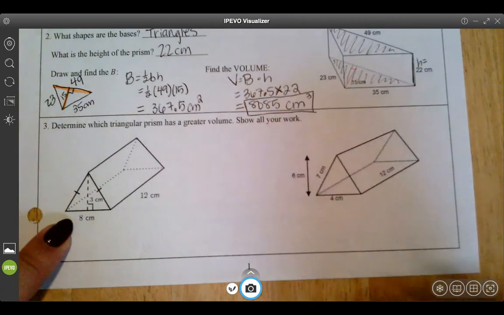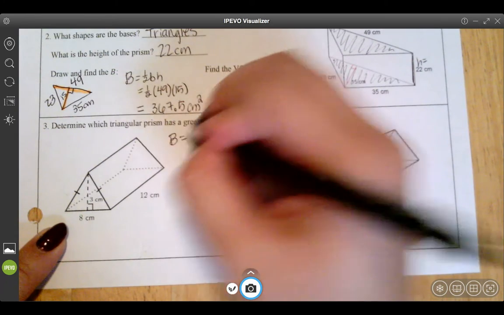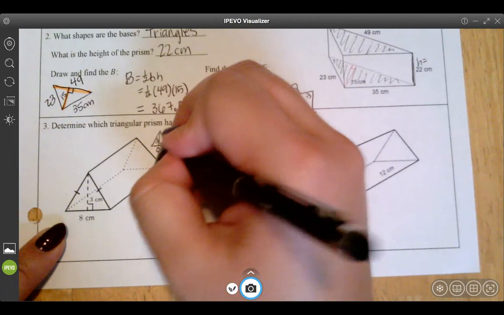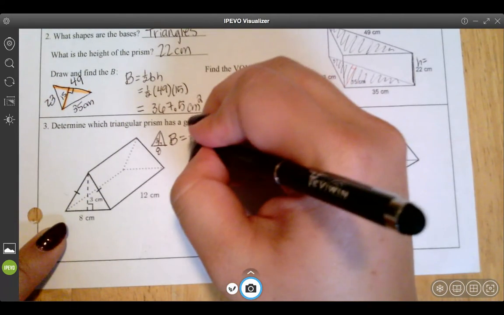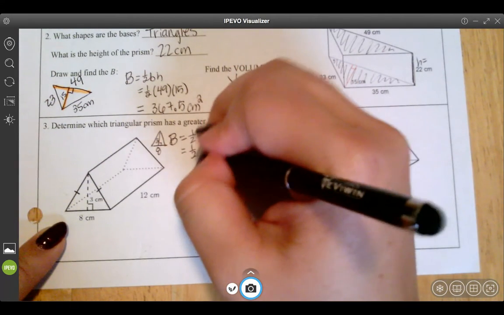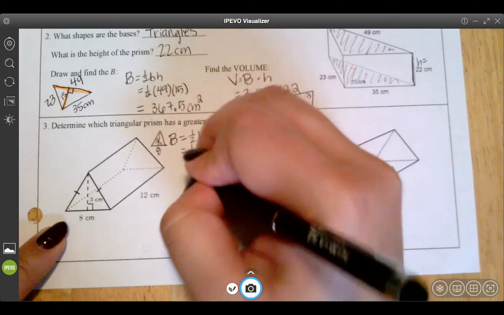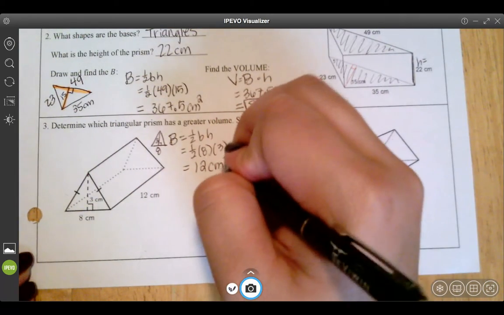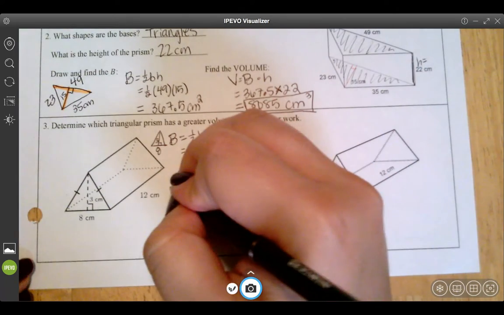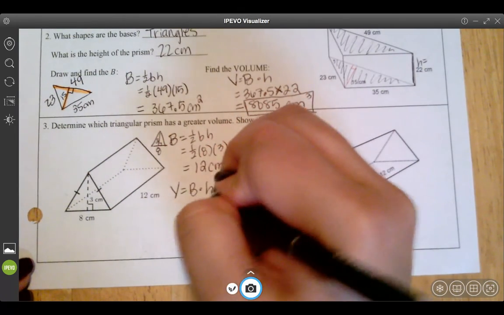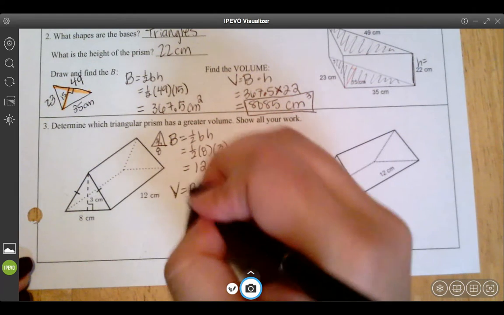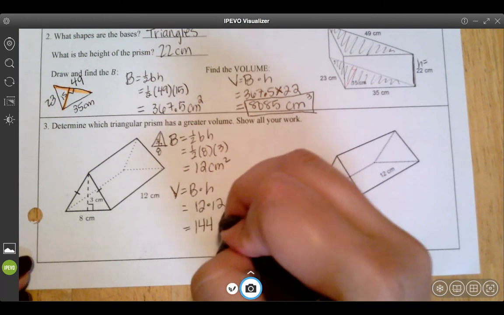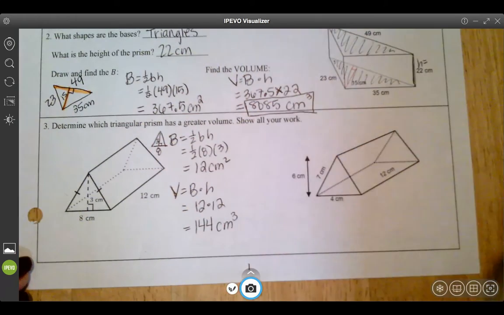So for this first one, we first need to find the base, which is the triangle. 8 and 3 are my base and height. Area of a triangle, 1/2 BH, 1/2 times 8 times 3, which is 12 squared centimeters. And then volume is base times height. That's the area of the base. So that's 12 times 12, which is 144. Volume is cubic centimeters.